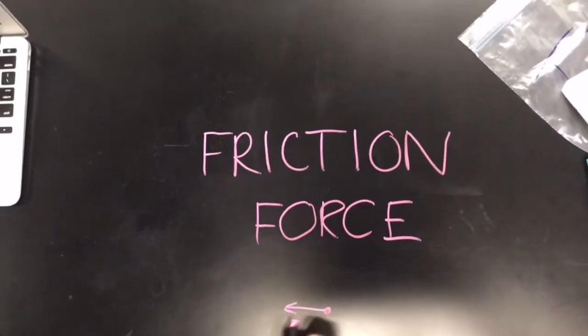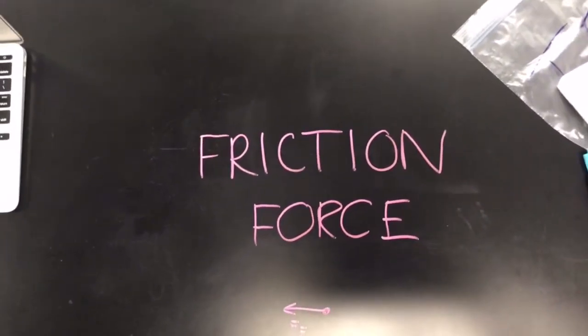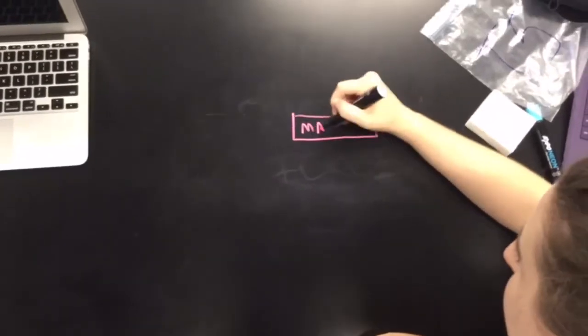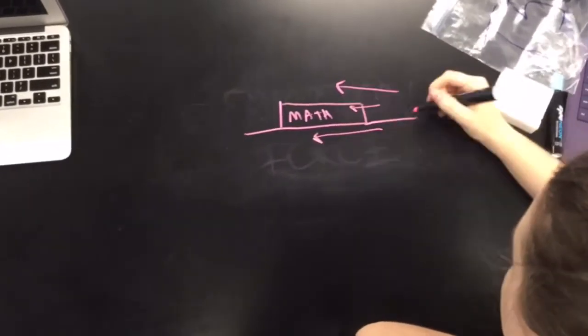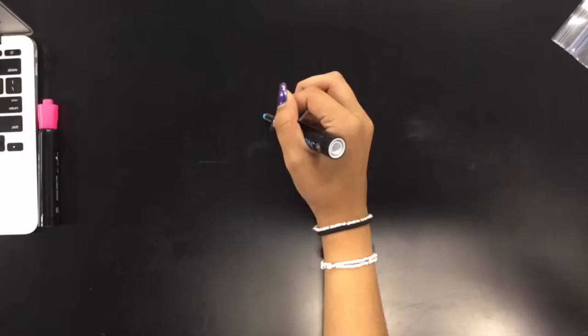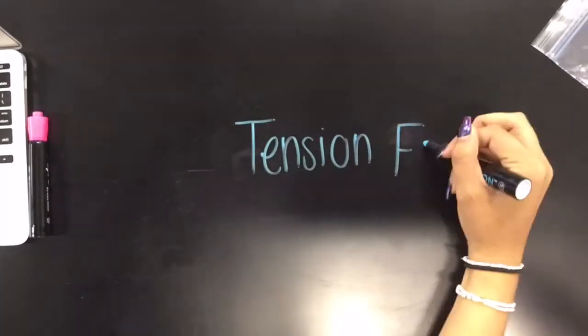The next force is friction force. The friction force is the force exerted by the surface when something is pushed across it. For example, if a book is being moved across a desk, the desk exerts a friction force. The friction force is always opposite to the direction in which the book is moving.